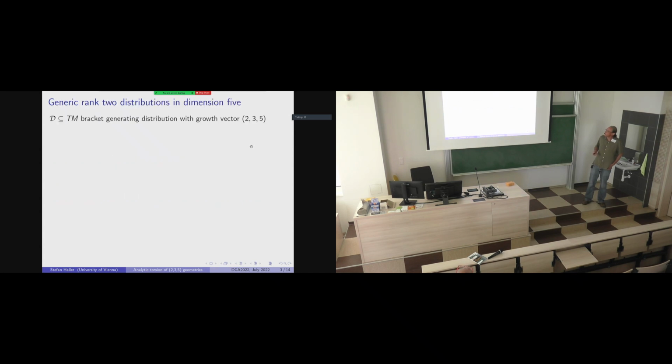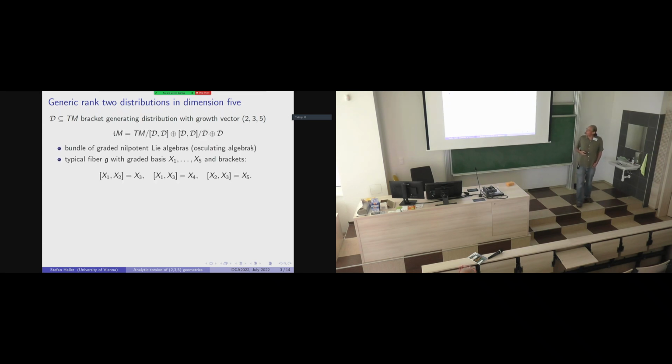As many of you know, a 2-3-5 geometry is just a 5-manifold together with a rank 2 subbundle in the tangent bundle, which is bracket generating and has a growth vector of 2-3-5. That means the Lie brackets of sections of this rank 2 bundle generate a rank 3 subbundle in the tangent bundle, and if you take triple brackets, that is going to span all of the tangent bundle. So this turns the manifold M into a filtered manifold, and the non-trivial filtration subbundles have ranks 2 and 3.